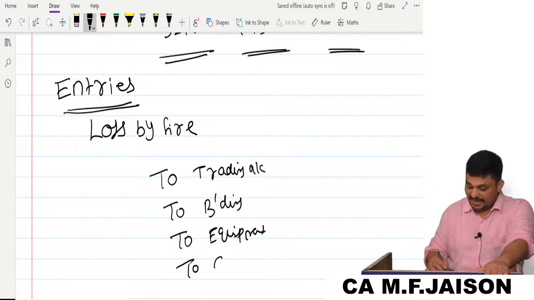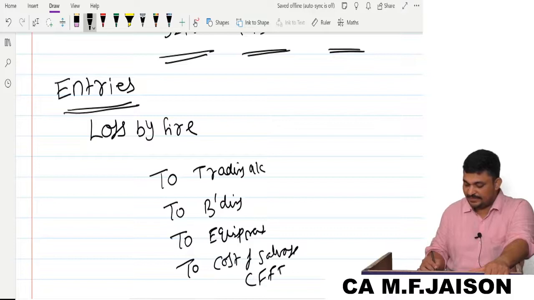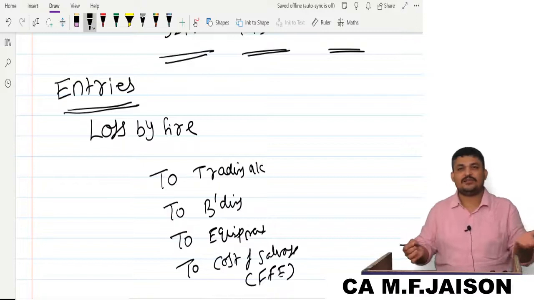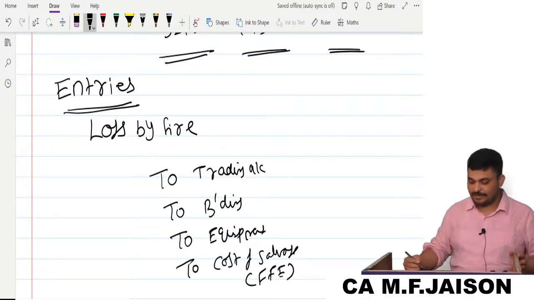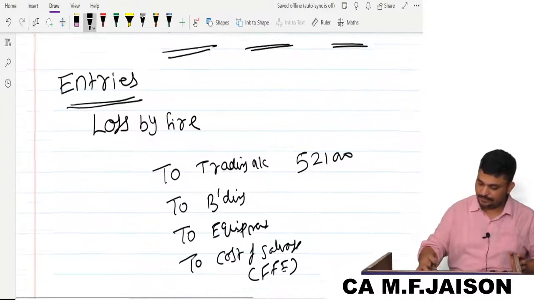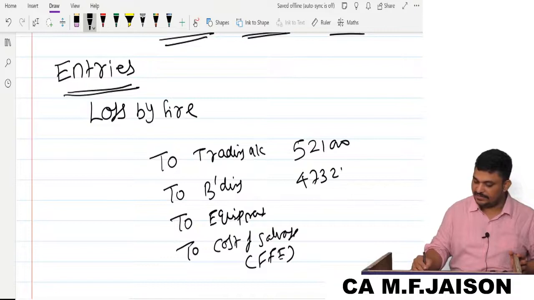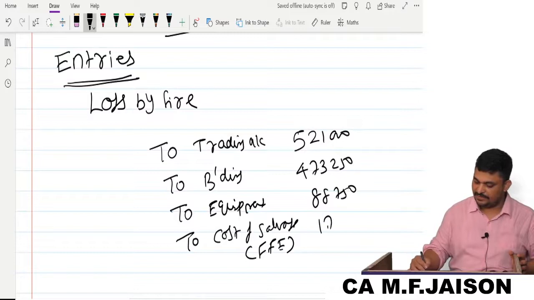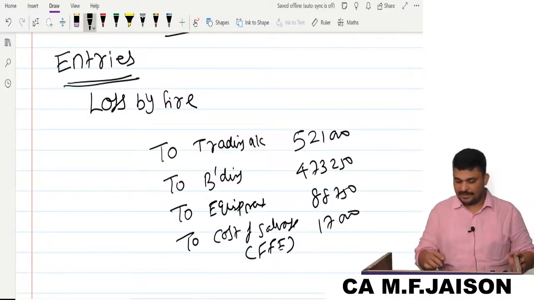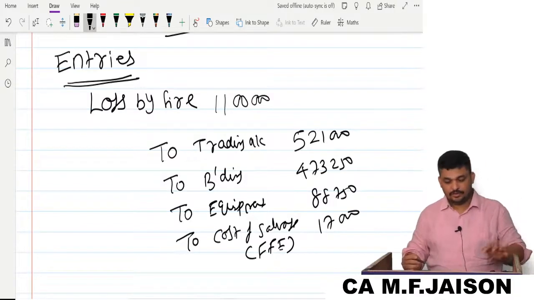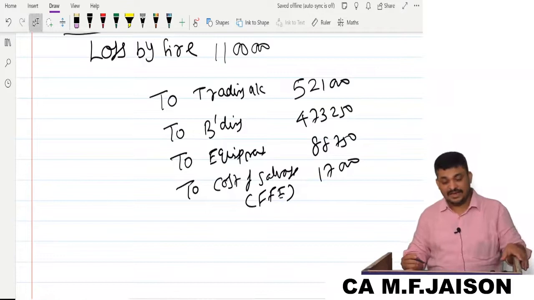Then the cost of salvage. Cost of salvage, that is firefighting expense. Even that we need to recover from the insurance company unless otherwise mentioned. So here again, we don't have the policy amount separately given. So it is 5,21,000, 4,73,250, 88,750, 17,000. Total how much? 11 lakhs is the loss by fire. So the total loss by fire is 11 lakhs.